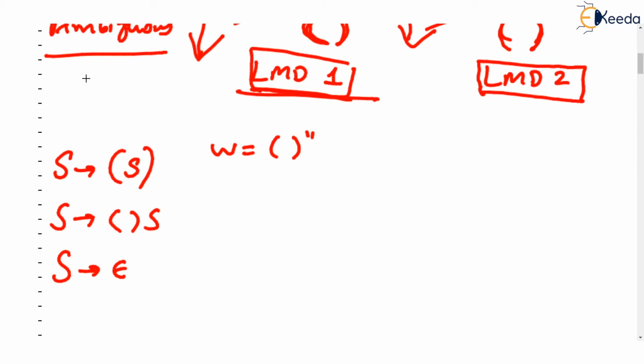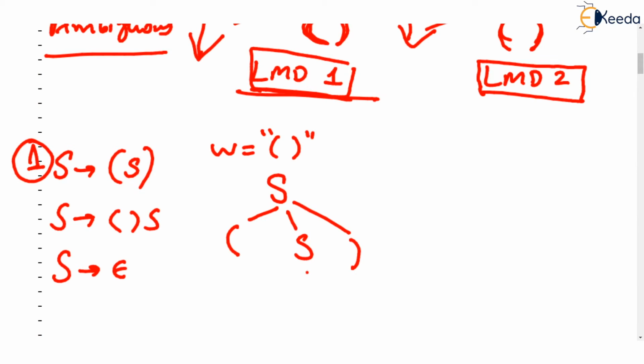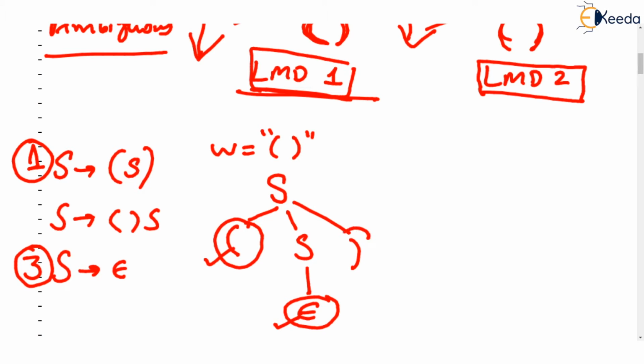Now, how would you start? You start with the start symbol, that's the root node, and the first production that you use is S derives open bracket S close bracket. The very first production given in the grammar has been used. And finally, you replace this S with epsilon. The third production has been used here, and we now get a leaf node with open bracket, a leaf node with epsilon, and a leaf node with close bracket. So the yield of this tree is open bracket close bracket. But this is one parse tree, isn't it?